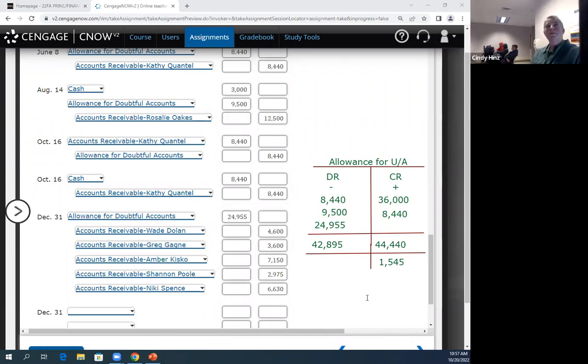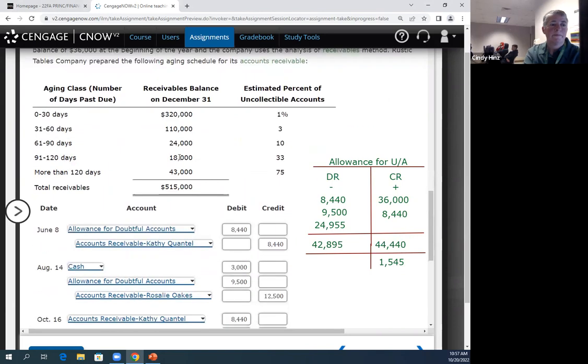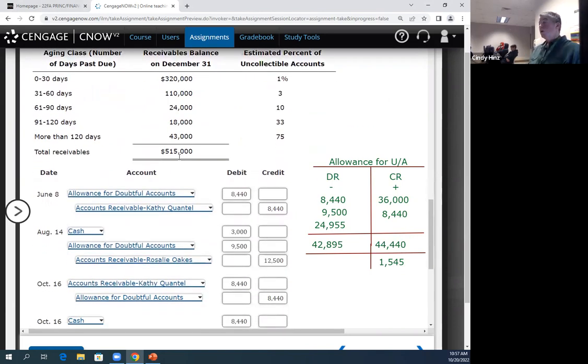Everybody good with that so far? That was given in the problem. So right up here, it tells us beginning balance. Okay. So with what we've just done, starting with that allowance amount in there, and we had some write-offs and reinstated an account throughout the year, we ended up with a balance before we do the adjusting entry of $1,500 on the credit side.